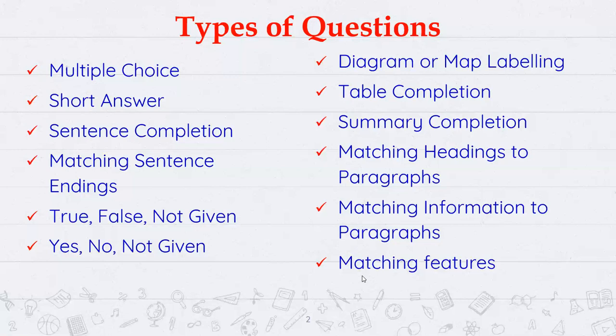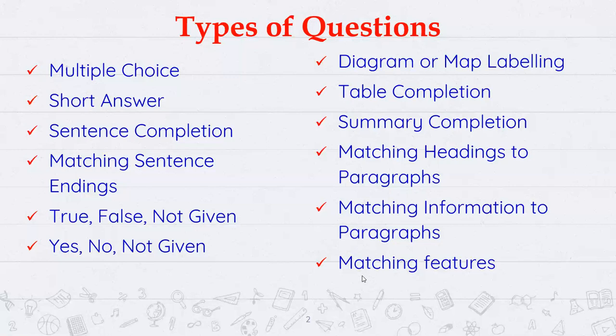When there's an additional information in the question which is not accounted for in the passage, nothing was specifically mentioned about that in the passage, then you choose not given. Not given in the sense that per the information you have in the passage, you are unable to tell whether the question is true or false or yes or no.